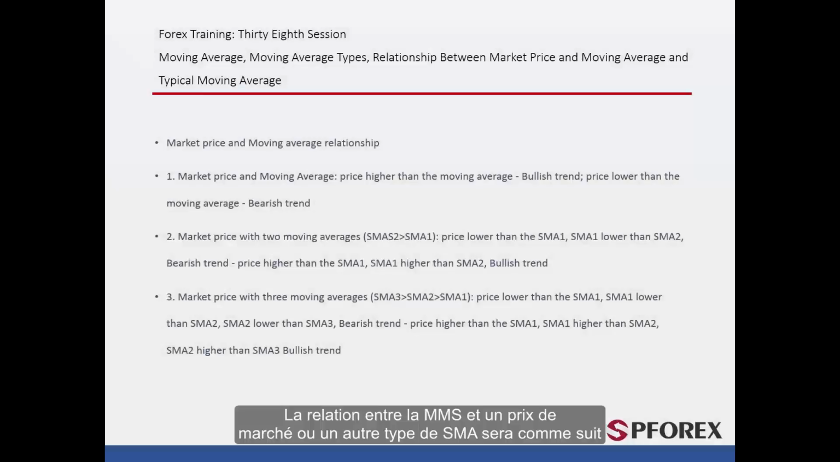The relation between SMA and a market price or another SMA type will be as follows. 1. Price and SMA. If a market price is under SMA, then a sell order would be more appropriate. If a market price is above SMA, then the price trend would be an upward one.